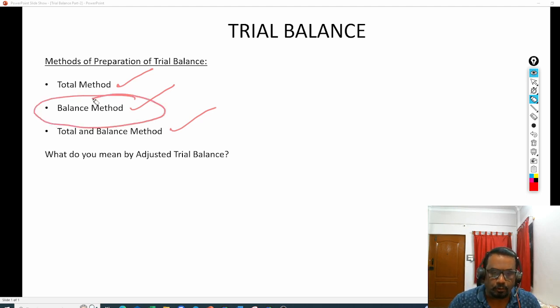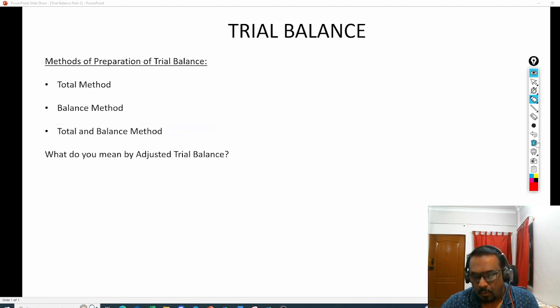This is the method used for preparing the profit and loss account and balance sheet. However, I am going to explain the total method and the total and balance method together as well. But our focus should be more on the balance method. Let us discuss one by one now. What do you mean by total method? How do we prepare the trial balance by taking the total method into account? That is what we will discuss now.